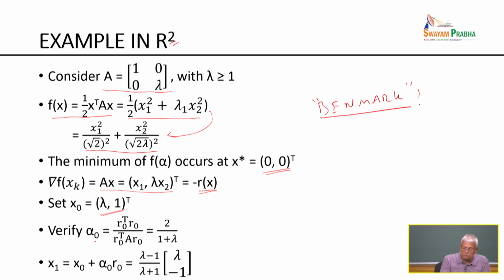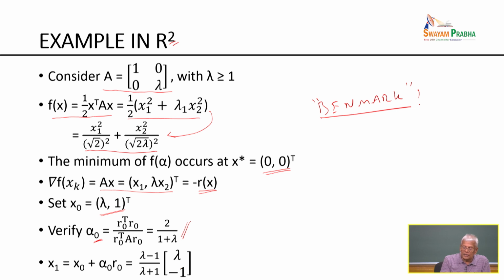So, now you can compute my alpha naught. I know x naught, which is (lambda, 1), I know my function, and I can compute A x naught, that is equal to r naught, the negative gradient. Then alpha naught is r naught transpose r naught divided by r naught transpose A r naught, which is essentially 2 over lambda plus 1. So, x1 is equal to x naught plus alpha naught r naught, which is now given by (lambda minus 1) divided by (lambda plus 1) times (lambda, minus 1).